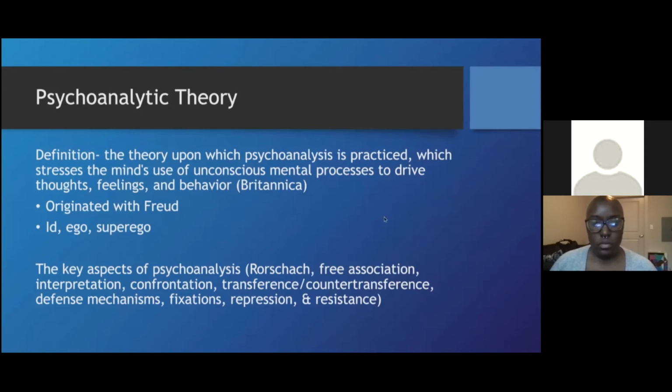The understanding of defense mechanisms, things that the client will use to avoid or fight off unwanted thoughts or feelings. Fixations, understanding what the client struggles with, can't really get over, as well.